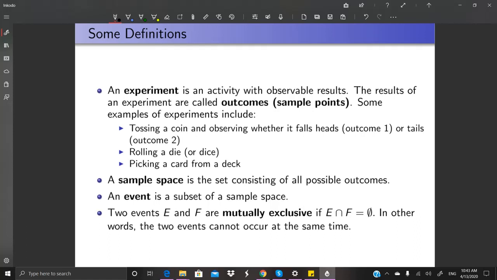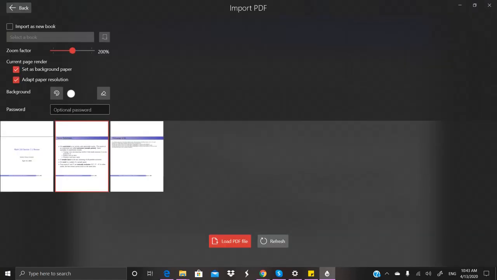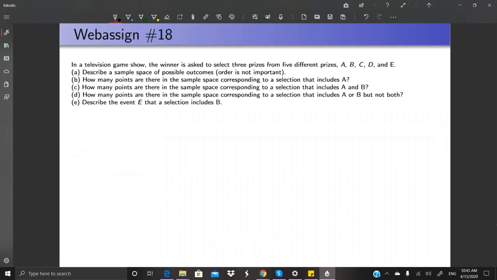Now let's look at an example from WebAssign that's similar to what you might see on the quiz today. This is number 18, and I added an extra question in there so we can go over some extra stuff. We have a television game show. The winner is asked to select 3 prizes from 5 different prizes, A, B, C, D, and E. So we're trying to choose 3 prizes from 5 total prizes.